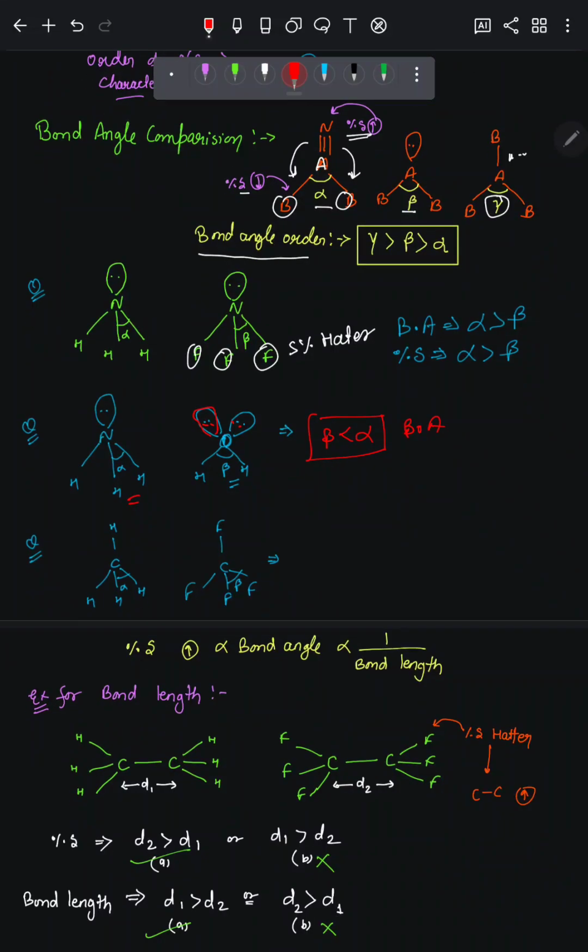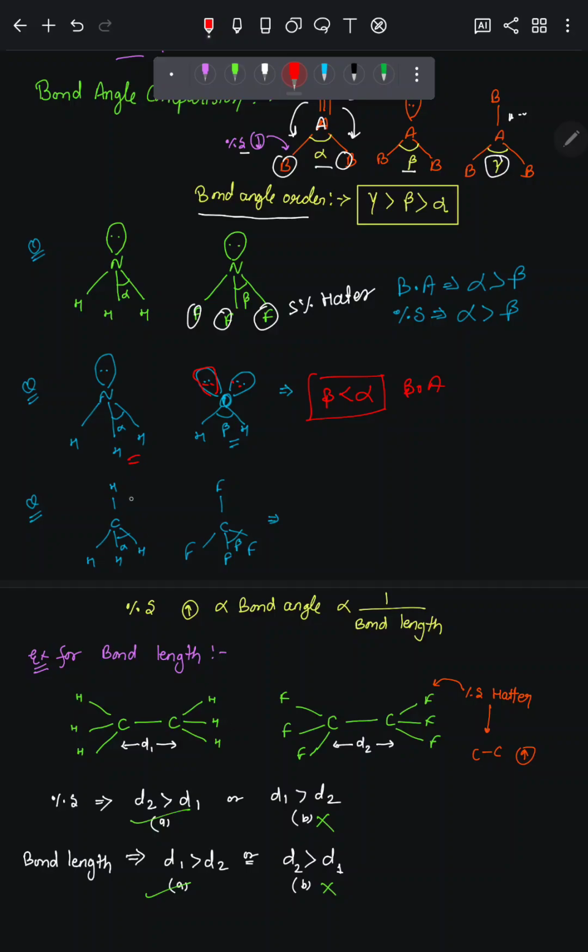And now let's talk about the next example. Here we have hydrogen, hydrogen, hydrogen and hydrogen in a tetrahedral structure. This is the alpha angle we are talking about. If all are fluorine, there is no change in bond angle. Why? Because all the atoms are the same, so there will be no repulsion or anything. So this is a tetrahedral structure, and both are equal structures.